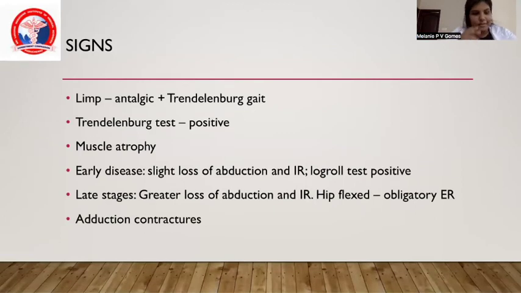Coming to the signs. Limp, usually antalgic with the Trendelenburg gait. Trendelenburg test is usually positive. Muscle atrophy. In early disease, slight loss of abduction and internal rotation. Log roll test would be positive. During the late stages, greater loss of abduction and internal rotation, hip flexed with obligatory external rotation, and adduction contractures.